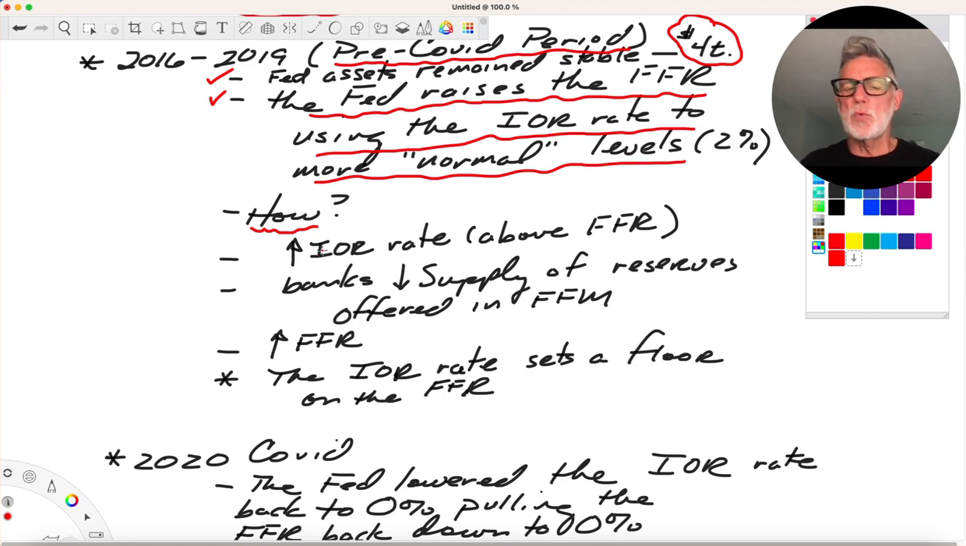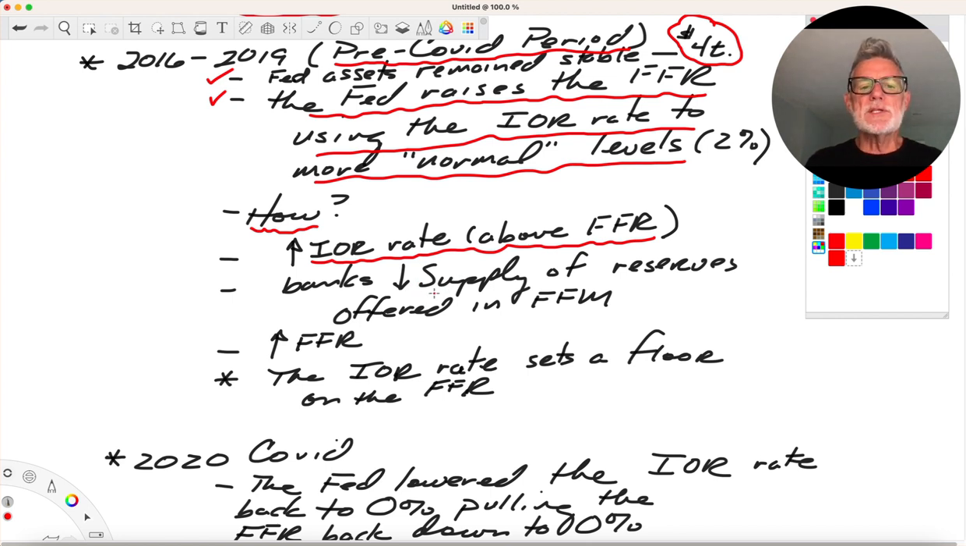Now you go, why would this work? How does this work? If the Fed says, okay, we're going to begin to pay 2% on any deposits banks make with the Fed, so if you deposit with the Fed, we'll pay you 2%, that encourages banks, and this is how it works, to not loan funds to each other in the federal funds market. It encourages banks to stuff their money into these interest-paying reserve accounts with the Fed.